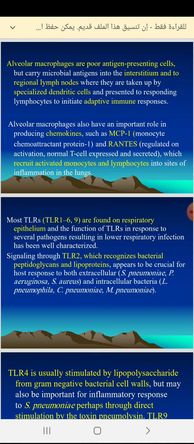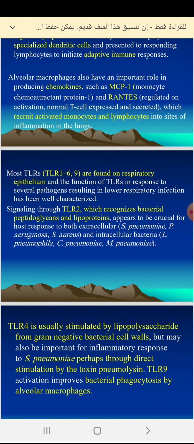Alveolar macrophages also have an important role in producing chemokines such as MCP-1 اللي هو المونوسايت كيمو اتراكتنت بروتين 1 and RANTES اللي هو regulated on activation normal T cell expressed and secreted. These two chemokines recruit activated monocytes and lymphocytes into the site of inflammation in the lungs.